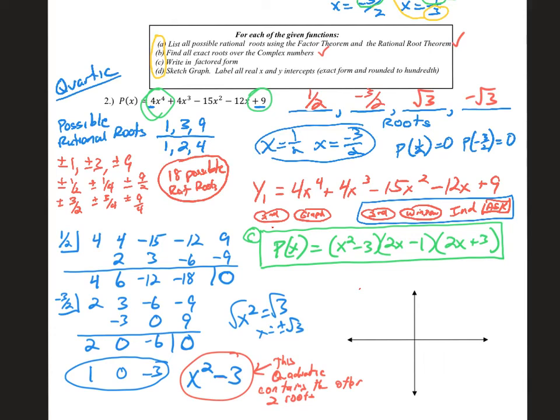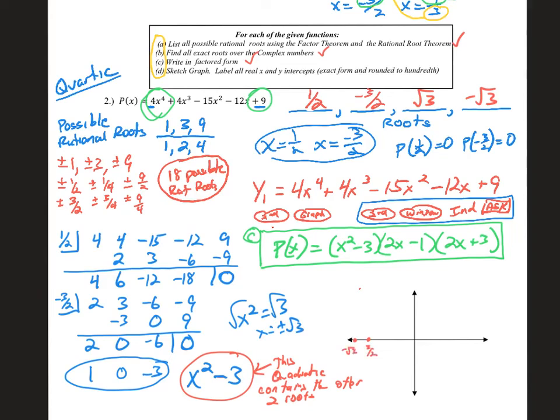All right, 3 down. Last one, part D, sketch the graph. Label all real x and y intercepts, exact form, and round it to the 100th. All right, so we're going to first place our roots on the graph, and so negative 3 over 2 is negative 1.5. That would be there. Negative rad 3. Rad 3 is about 1.7-ish. And so that would be over here. So we would have negative rad 3.